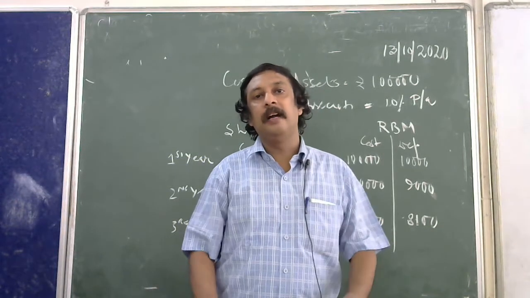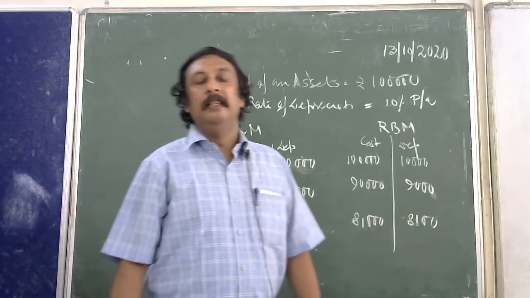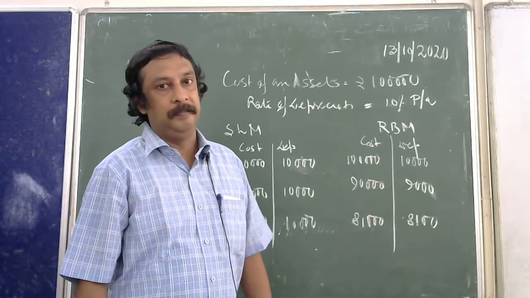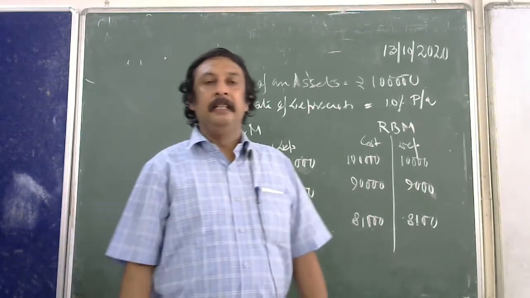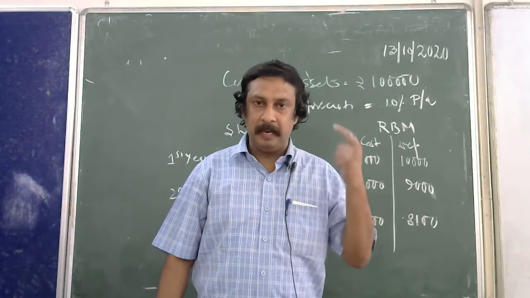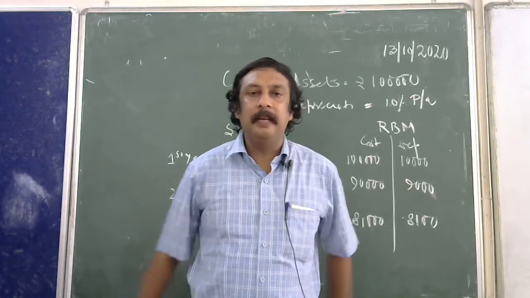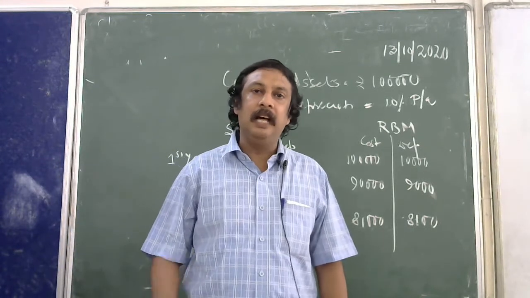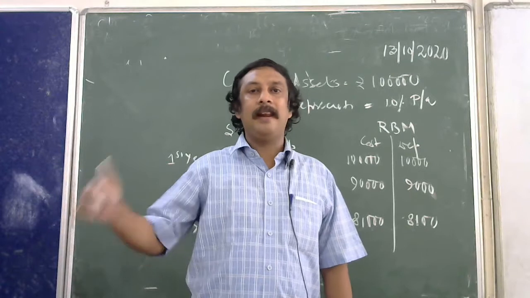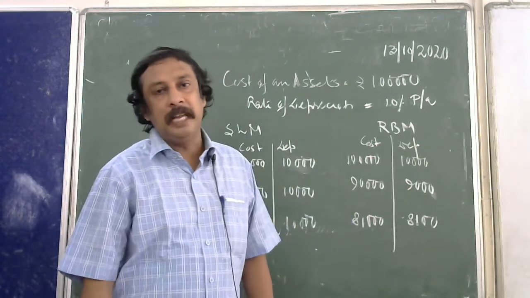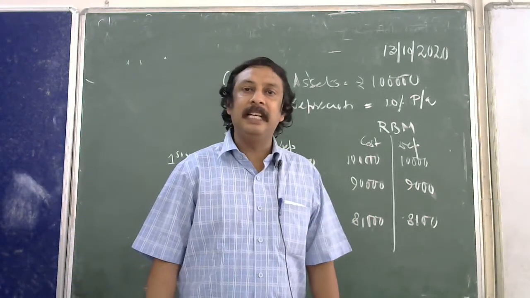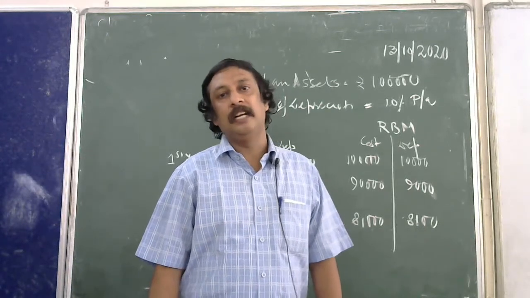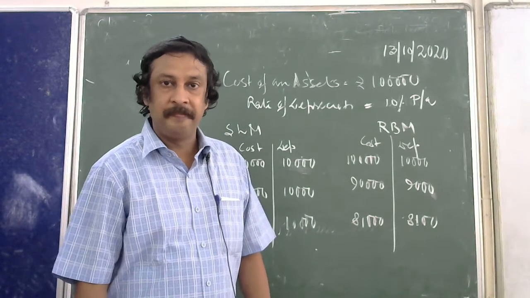So from here we can differentiate between the straight line method and the reducing balance method. First thing, that is the calculation and the meaning. In the straight line method, the depreciation is calculated on the original cost of the assets, whereas in the reducing balance method, depreciation is calculated on the reducing value of the assets, the written down value of the assets.